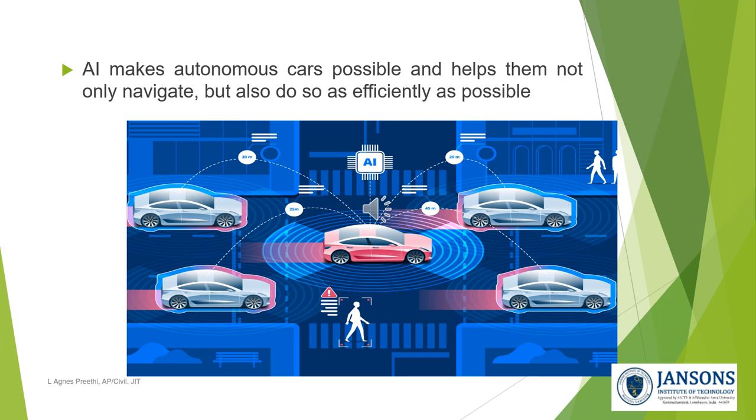One place to start with AI in air pollution control is with transportation. AI makes autonomous cars possible and helps them not only navigate but also do so as effectively as possible. Autonomous vehicles alone can enact a 2-4% reduction in oil consumption and related greenhouse gas emissions annually over the next 10 years, according to a report by the Intelligent Transportation Society of America.